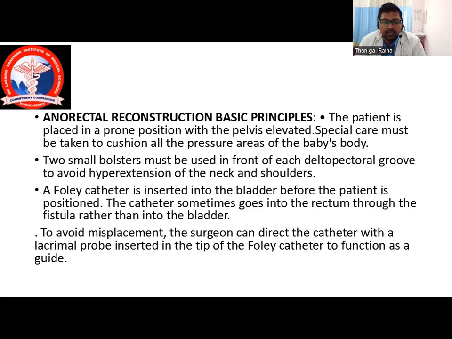A Foley's catheter is inserted into the bladder before the patient is positioned. The catheter sometimes goes into the rectum through the fistula rather than into the bladder. So to avoid misplacement, a surgeon can direct the catheter with a lacrimal probe inserted at the tip of the Foley to function as a guide.